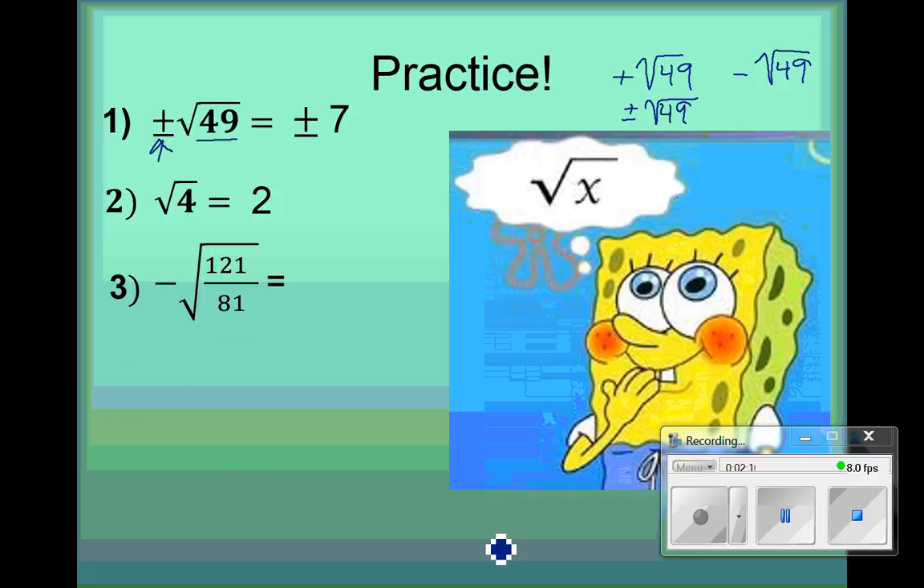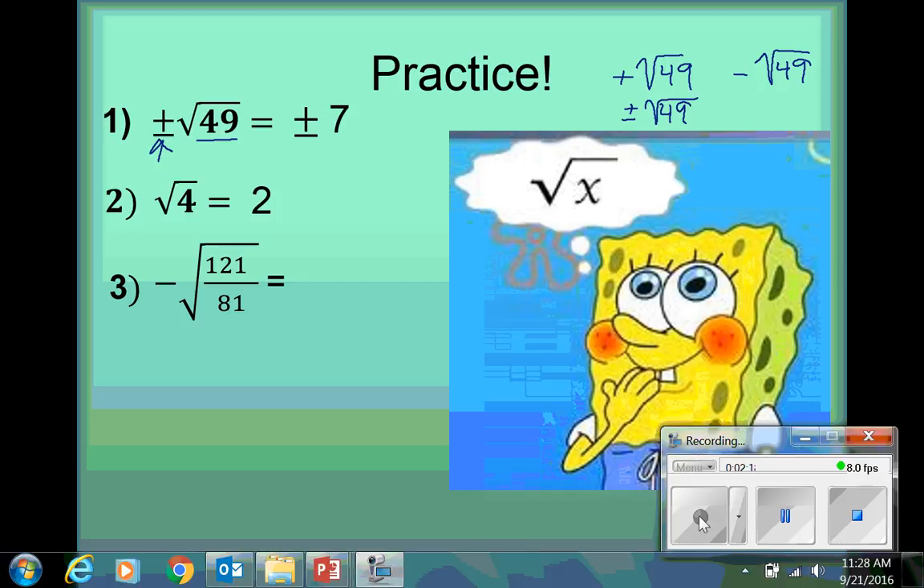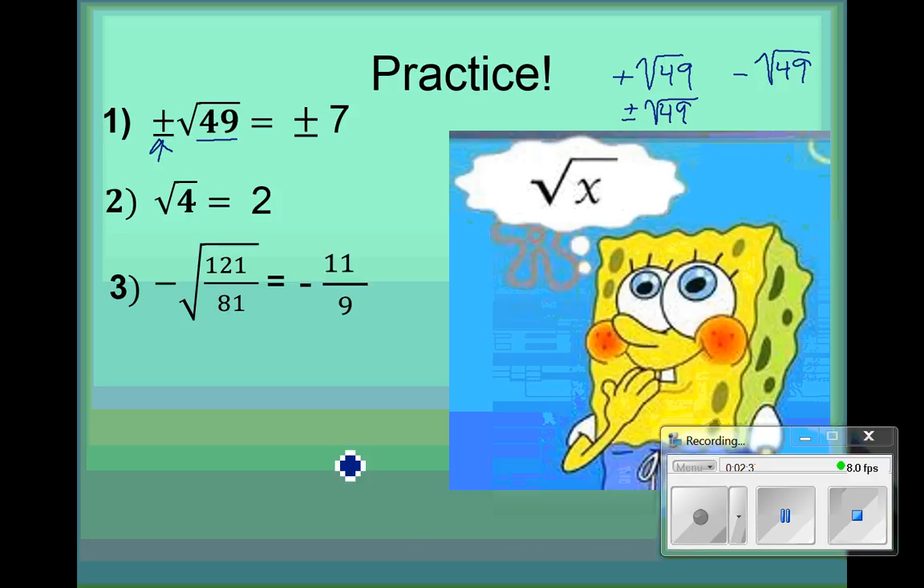Let's look at question 3. Negative square root of 121 over 81. Because we have the negative on the outside, we're going to have it in our final answer. And then if you look at the two numbers in the fraction, 121 is a perfect square, 81 is a perfect square. So you're simply going to find the answer by finding those perfect squares, and the answer would be negative 11 over 9.